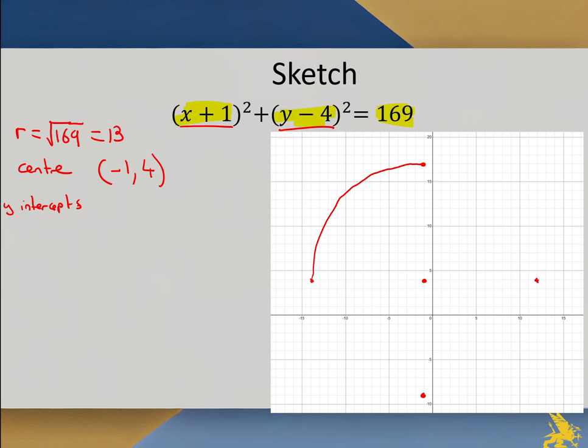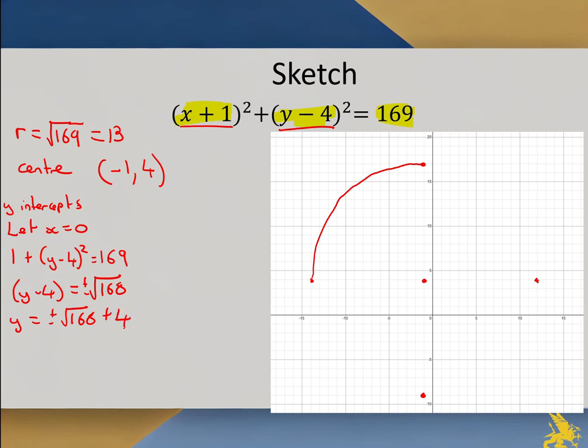So for the y-intercepts, we will let x equal 0. That means it'll be 0 plus 1, which is 1. 1 squared is 1. So it'll be 1 plus y take away 4 squared is equal to 169. I will take away 1 and then I'll square root it at the same time. So that will give me y take away 4 is equal to the square root of 168, positive and negative. And then I'm going to add 4.